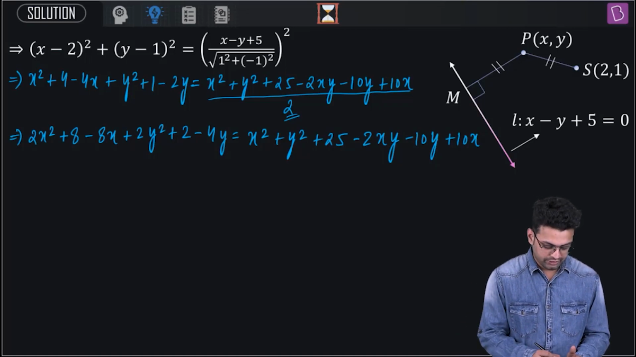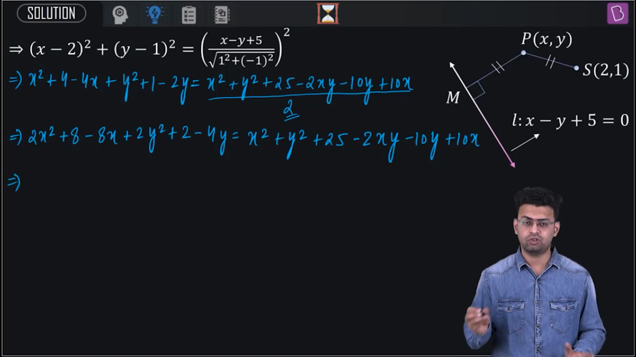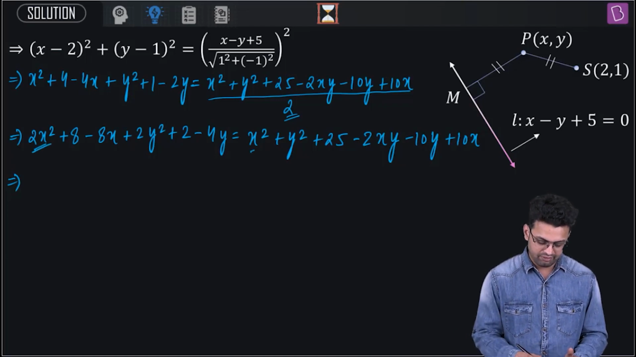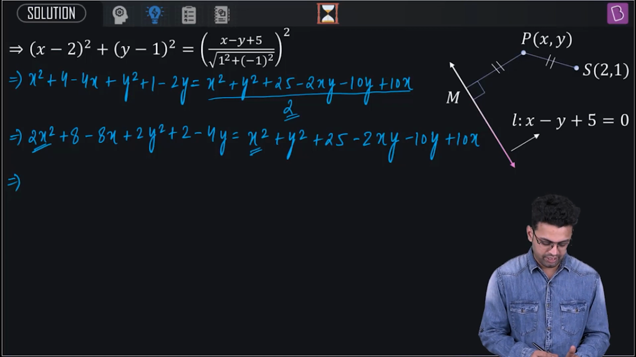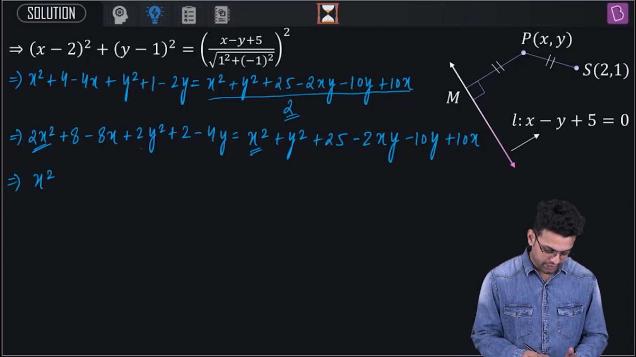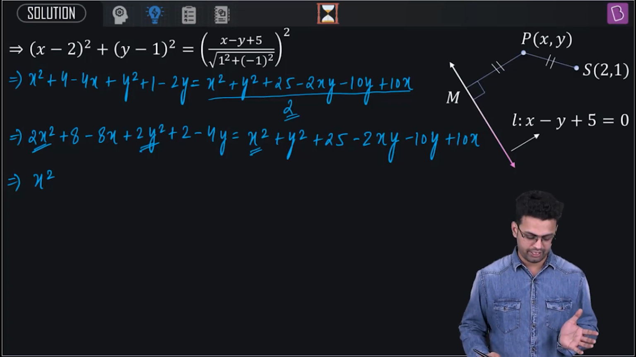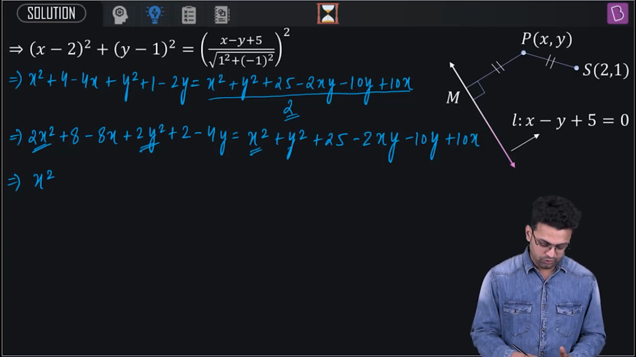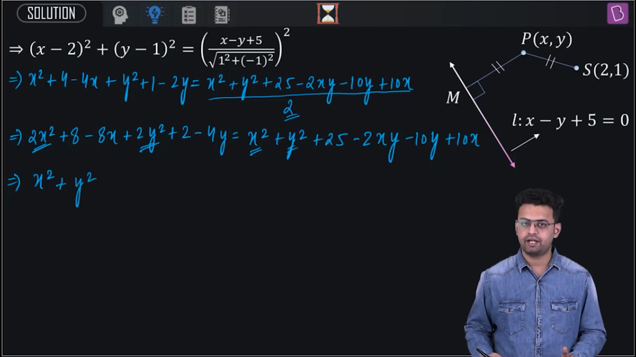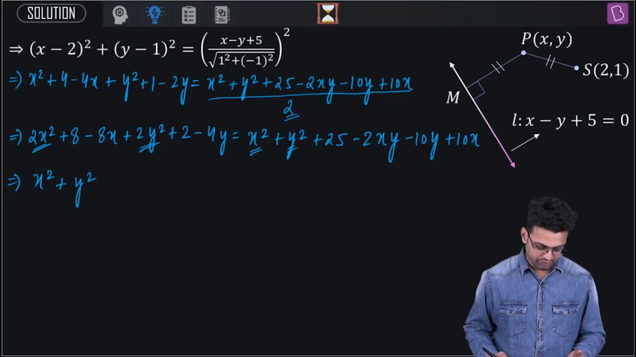Now I'm going to once again rearrange all these terms. First of all, I'm going to write the term of x square. So we have 2x square on the right and x square on the left. So finally we are going to get x square, correct? Now I'm going to write the term of y square. So again we have 2y square on the left and y square on the right, which will finally become y square, correct? Now I'm going to write the term containing xy.